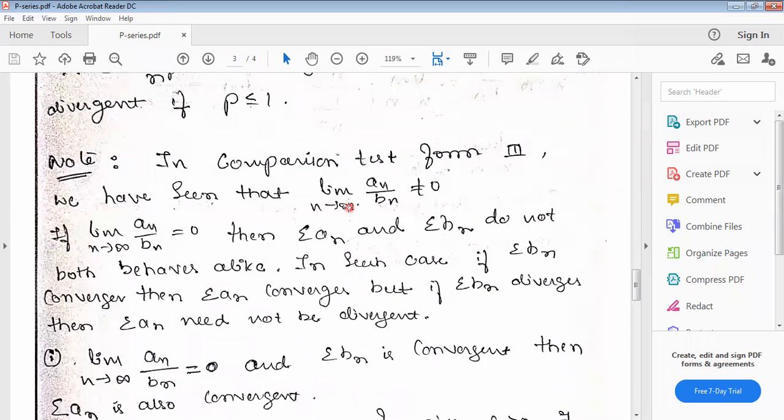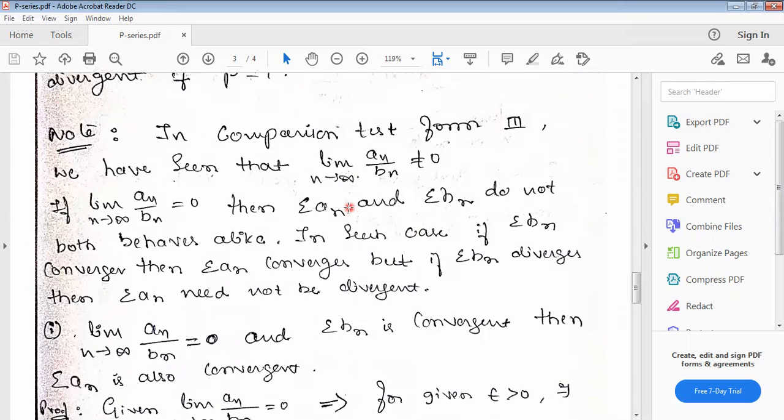Let us see one small note. Just recall the third comparison test. What we have seen there in the third comparison test, we have seen that limit n tends to infinity, an by bn is not equal to 0. Let us see what happens if this limit is 0.